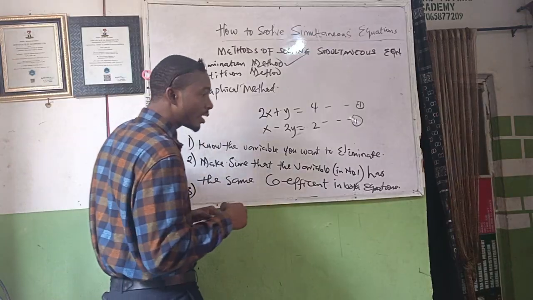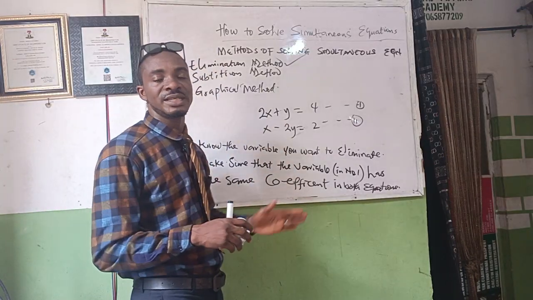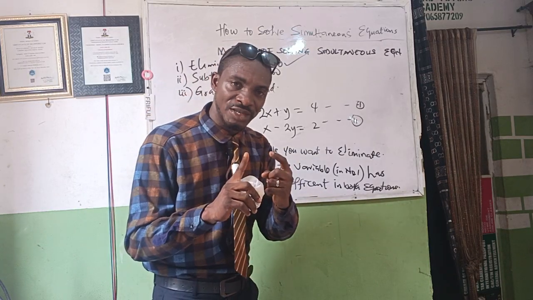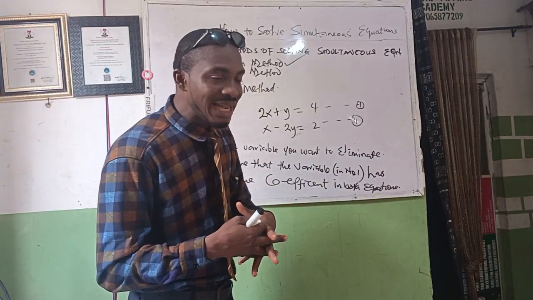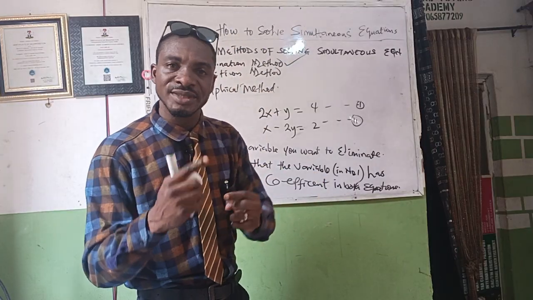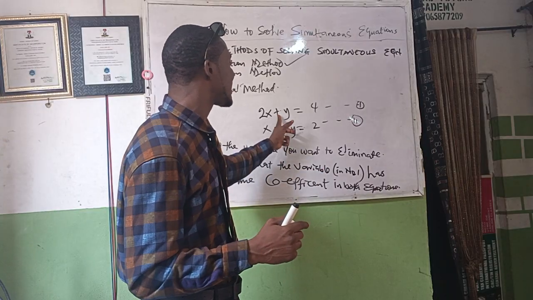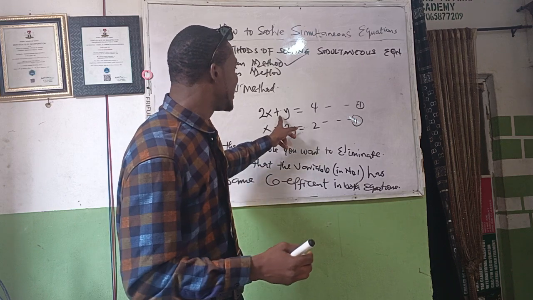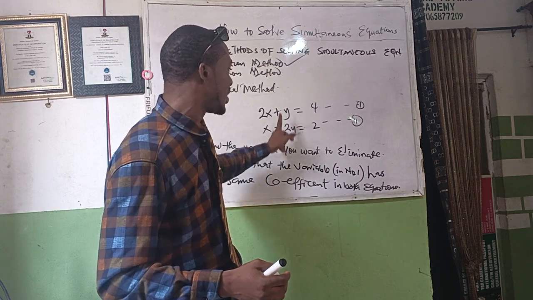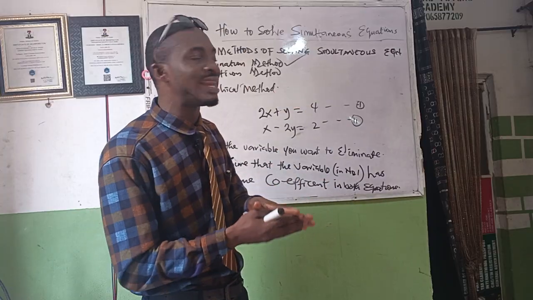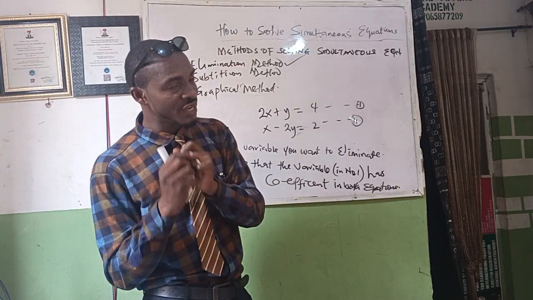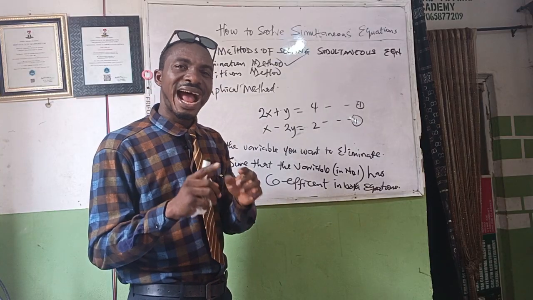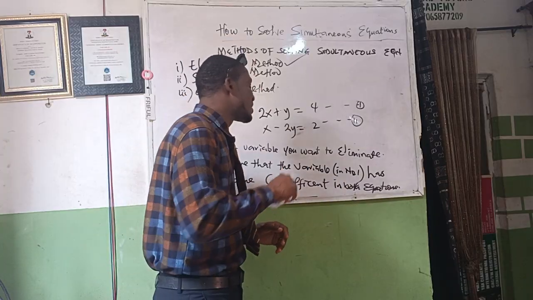Number 3, after you have been able to make the coefficients the same, if the signs are opposite, listen carefully, students, add. What do I mean by opposite in sign? If the sign here is minus and the sign here is plus, add the two equations together. Listen again. If the sign here is plus and the sign here is minus, or the sign here is minus and the sign here is plus, add them together after you have made the coefficients the same. If the signs are not the same, add them together.